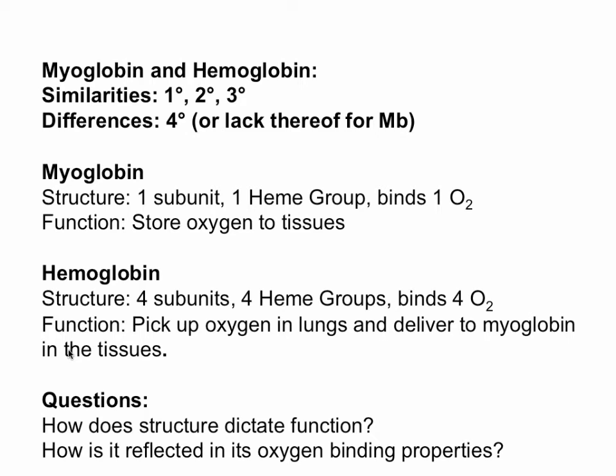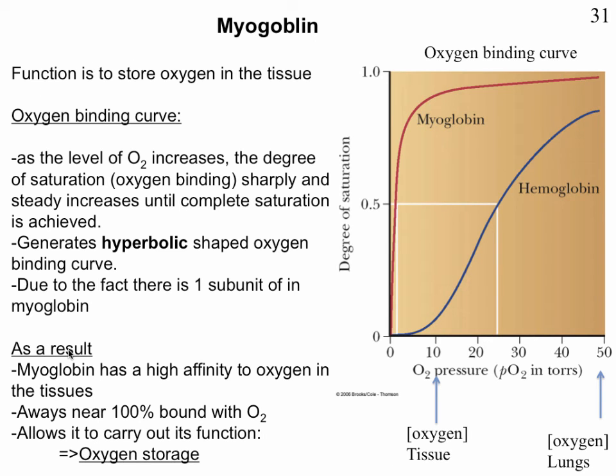So it's going to deliver oxygen to the tissues. And the question is, how does structure dictate function, and how is it reflected in its oxygen binding properties? The answer is due to the fact it's either 1 subunit or 4 subunits. So we're going to first talk about myoglobin.